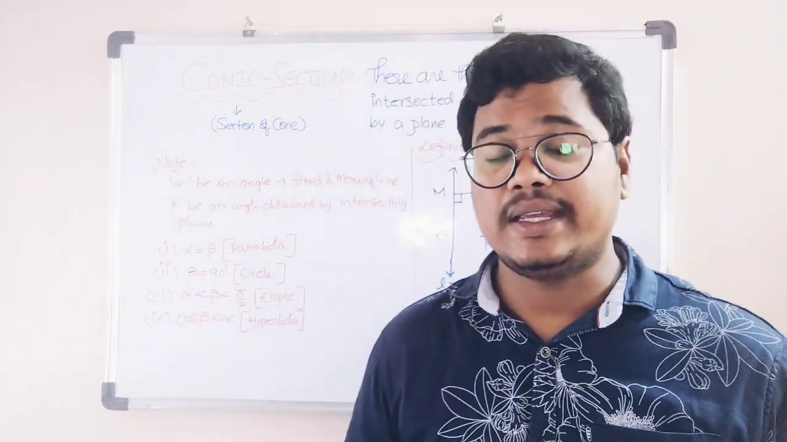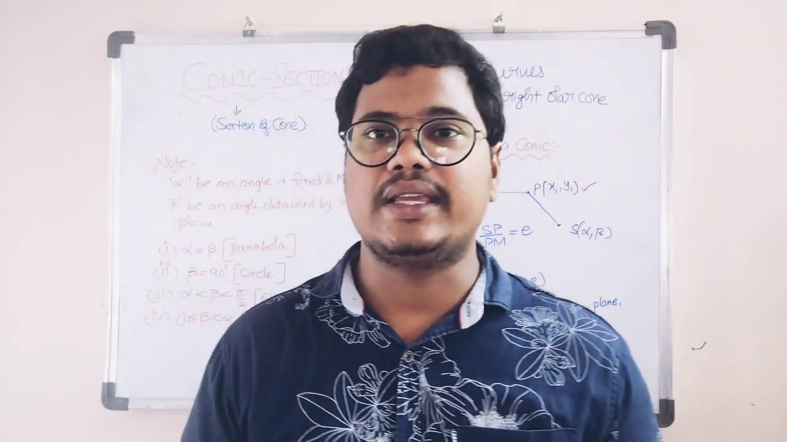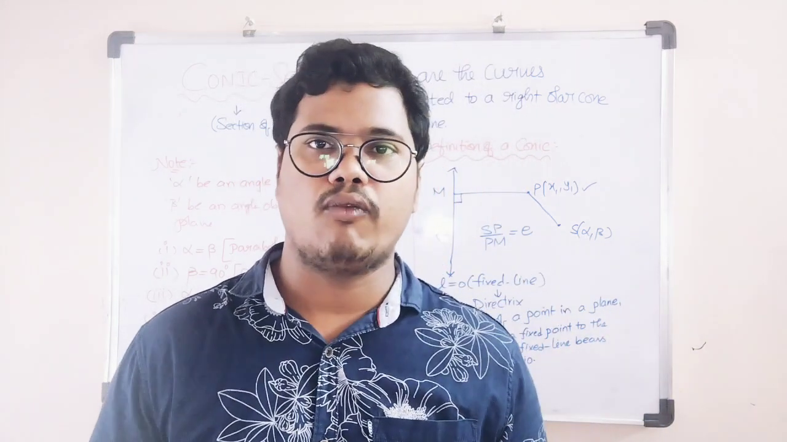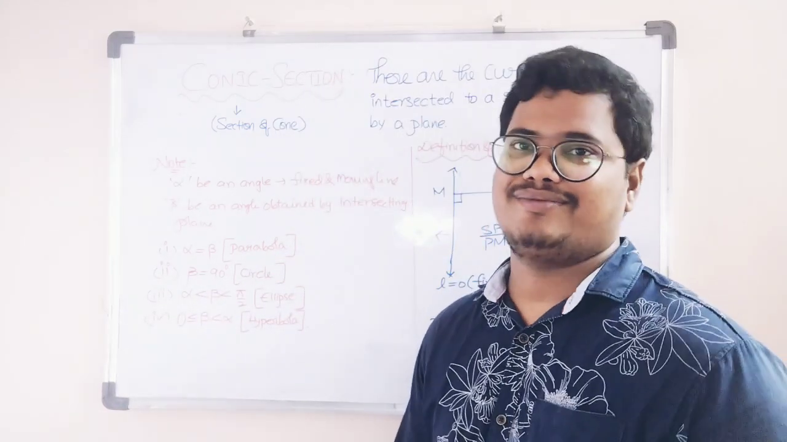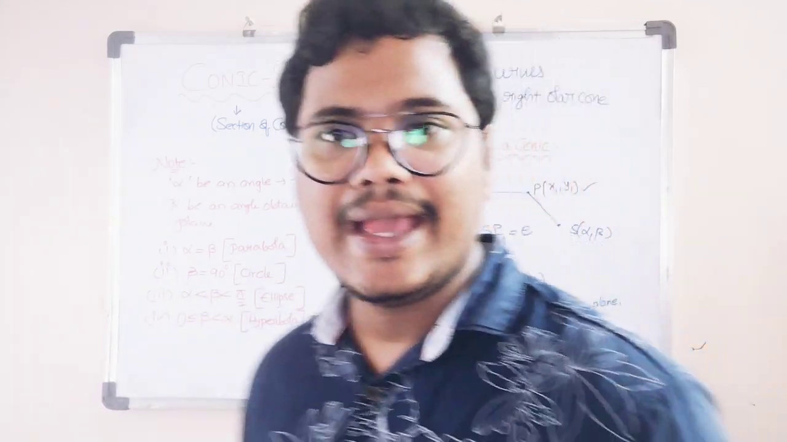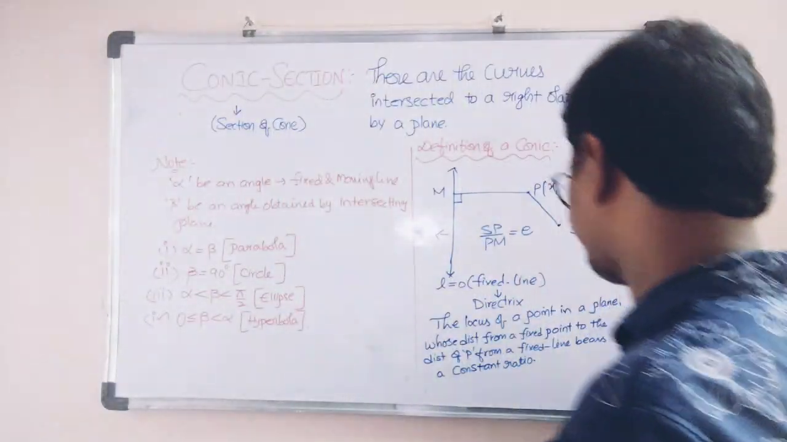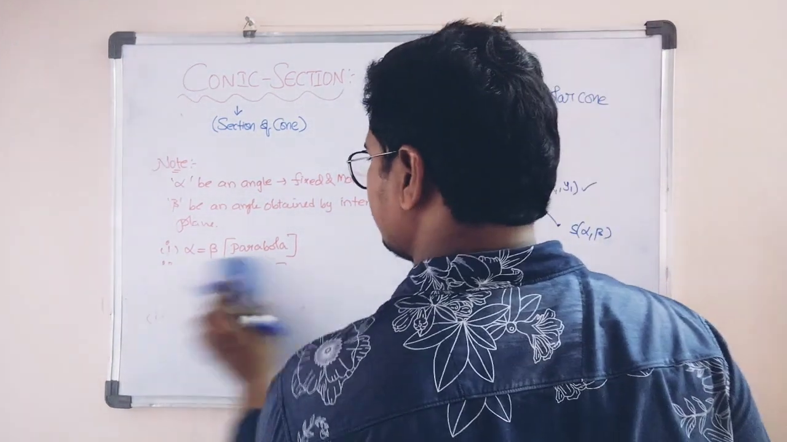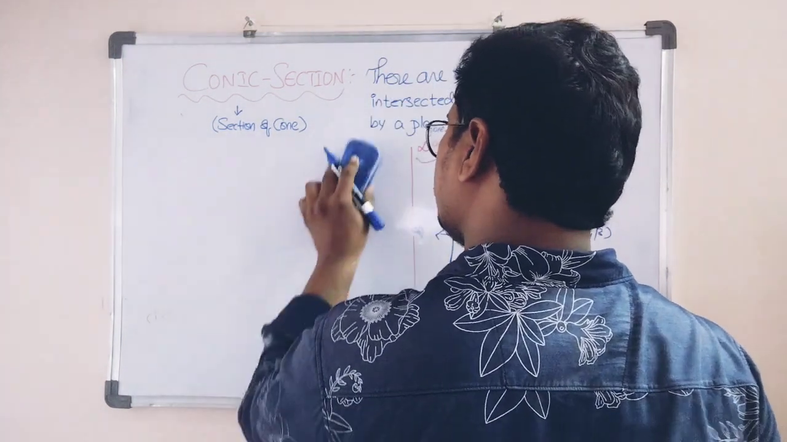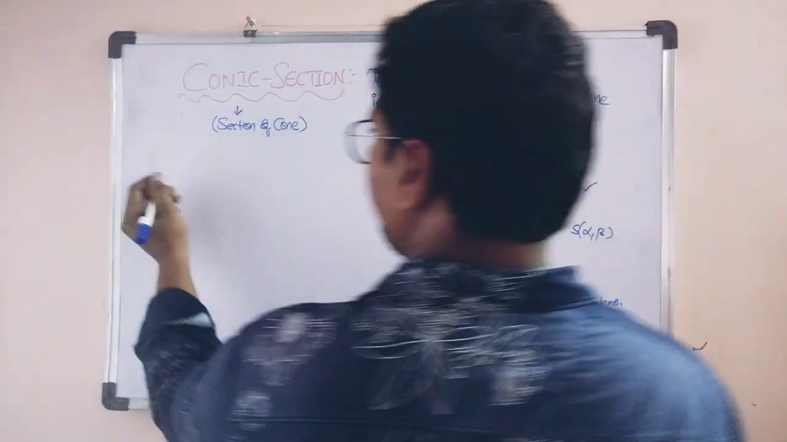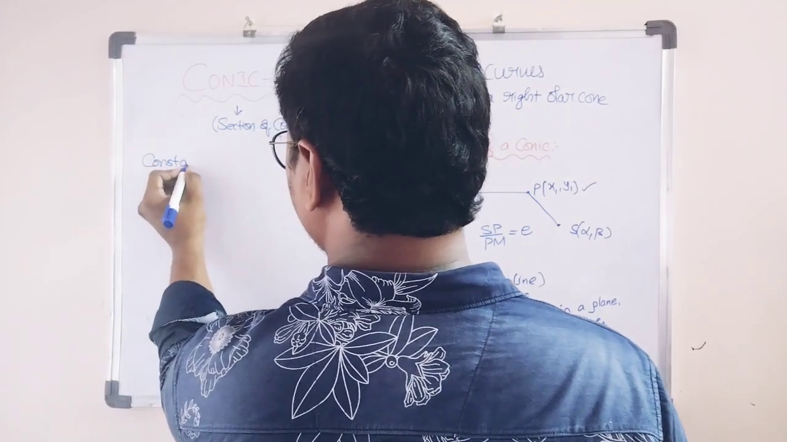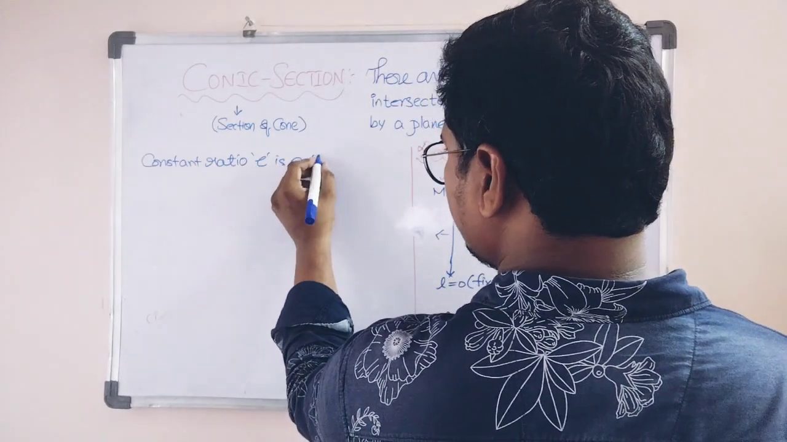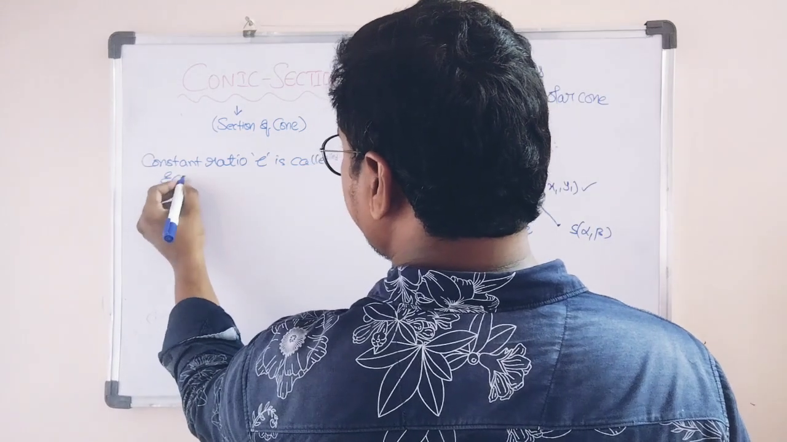What do you mean by E here? Here E is treated as a constant ratio. Its name is eccentricity. What do we call that one? Eccentricity. Hope you understand. That is considered to be the eccentricity. Let me mention that. The constant ratio E is called the eccentricity of a conic.